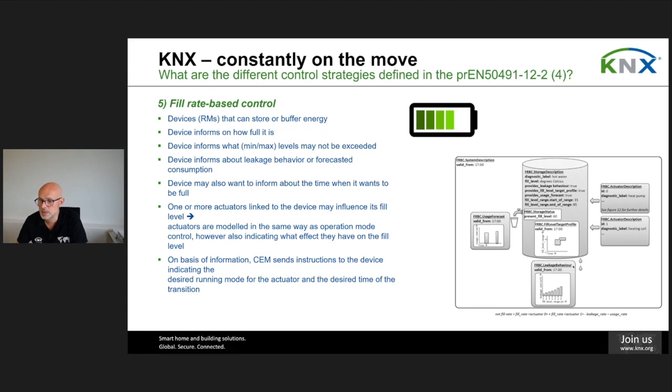Also, as you can see, the device may also model its leakage behavior. For instance, a boiler tank in which you store hot water. Of course, the temperature may decrease over time. So this storage tank should maybe also inform the SAM about this effect.